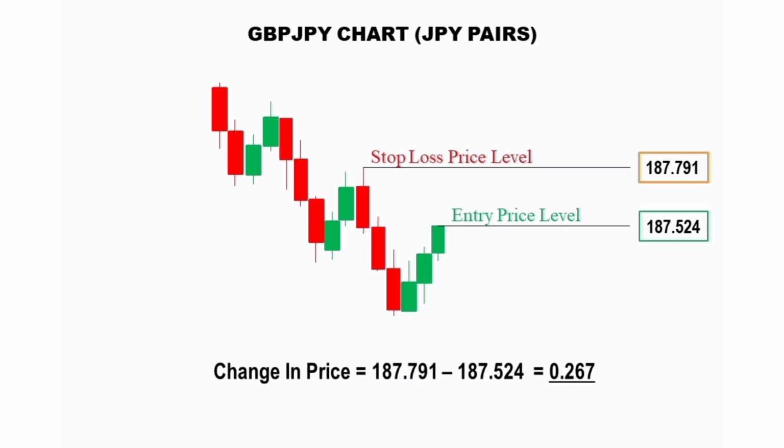187.791 minus 187.524. That will give us 0.267. So in this case now, the number of pips is going to be 26 pips, because 26 is the value after the decimal place. Of course, the last digit there is not important to us. We are not taking the last digit. We are only taking the first two digits after the decimal place. So what that means is that number of pips here is 26 pips.